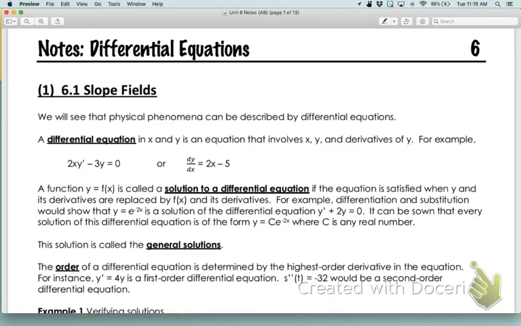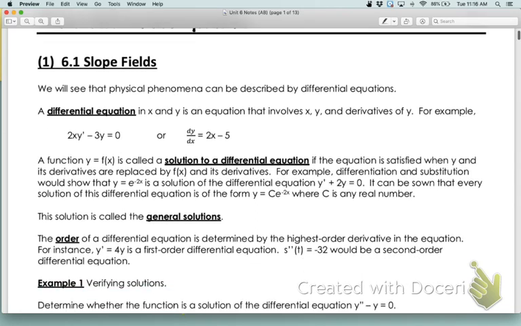Today we're going to start our unit on differential equations. In this first section, we're going to be looking at what a differential equation is. We're going to be looking at creating slope fields and a couple of other things. We're going to start today by thinking about what a differential equation represents and how we can find both general solutions and particular solutions to a differential equation.